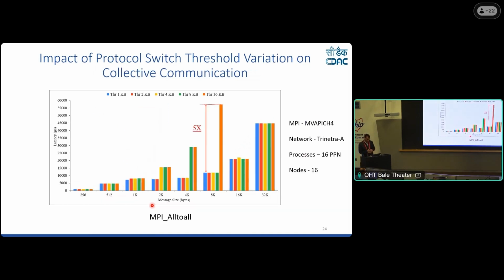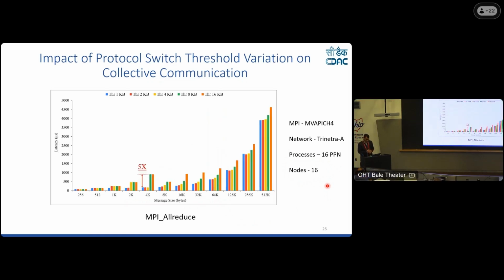We made the same variations of threshold values for protocol switch, and here you can see how they affect MPI all-to-all communication. You can see the smaller thresholds are performing better for a specific message range, which starts from 1K and goes up to 8K. At 8K, you can see the smaller thresholds are much better than the higher threshold value. Here we have used 16 processes per node, and we have taken this reading on the 16 node cluster.